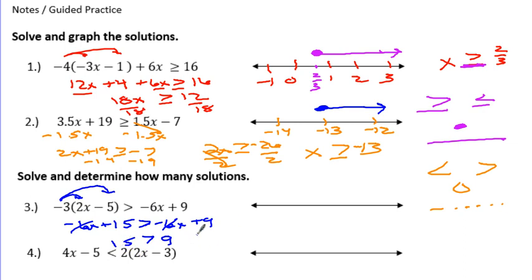So that means that there are infinite solutions, because this is a true statement. 15 is a greater number than 9. So no matter what number I plug in for x, it's always going to be true, where the left side will always be greater than the right side. So there are infinite solutions for this one. Another way to say that is that the answer is all real numbers, because any real number would make this inequality a true statement.